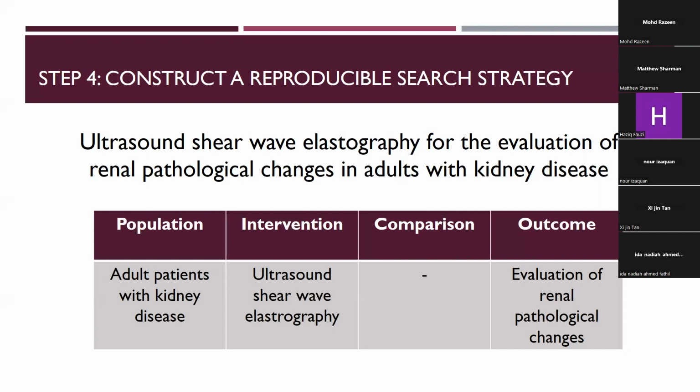The reason why I included outcome in my search box is that if we only look at the population and intervention, it's too broad. Can you imagine? When I put ultrasound shear wave elastography and also adult patients with kidney disease, your result is going to be very broad. So when you think that two concepts are not enough, meaning it's too broad, then you add in the third concept. If the third concept is also not enough and it's still broad, then you need to include another concept. So these are the things that you have to play around with.